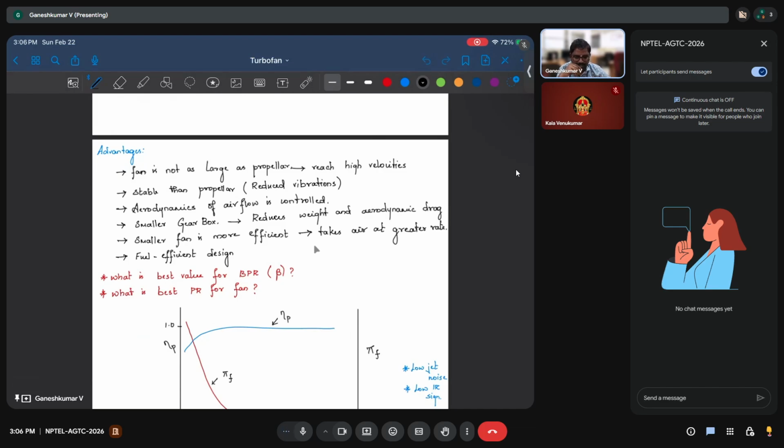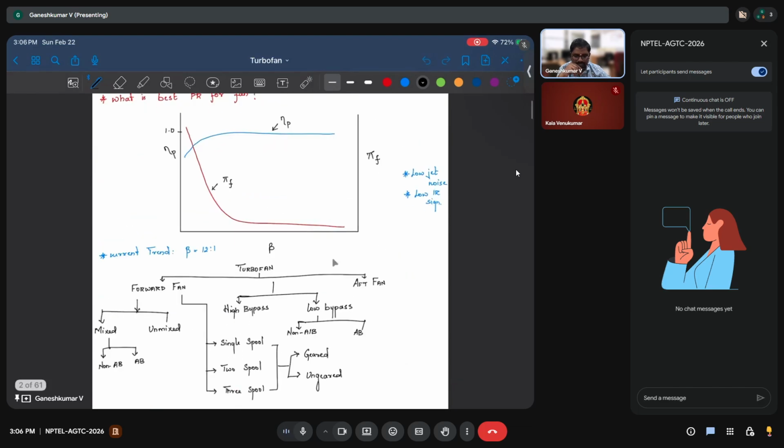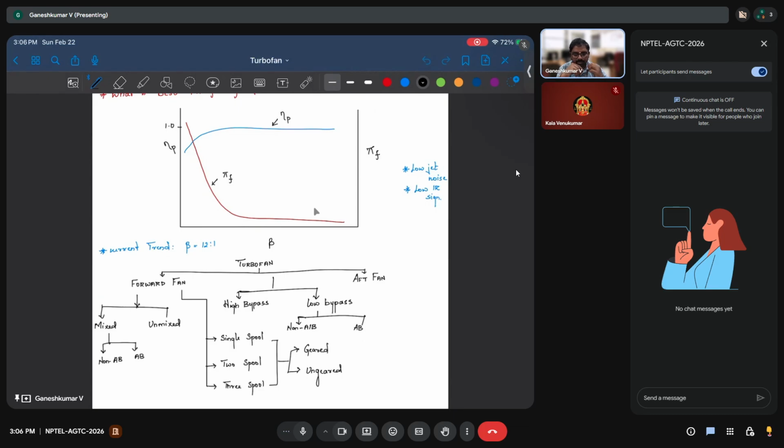As I said, it is a fuel efficient design. As you increase the bypass ratio, you can see how the propulsive efficiency increases. It increases very quickly in the beginning, but after a certain bypass ratio, it gives diminishing returns, which means it does not vary much.